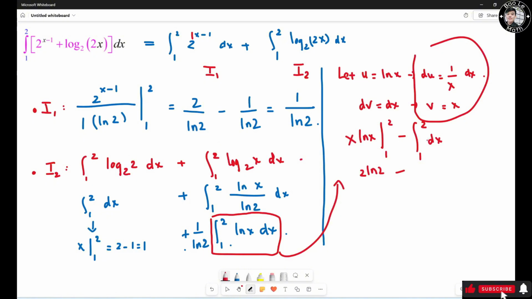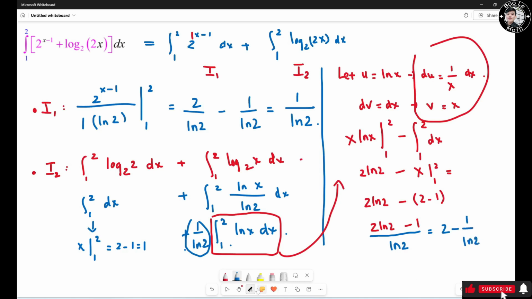Minus, this guy turns out to be s evaluated from 1 to 2. Alright, so it's going to be 2 natural log of 2 minus 2 subtract 1, right? So it's going to be 2 natural log of 2 minus 1, right? Now I need to combine this guy right here, right? So I need to divide this guy by natural log of 2, right? So it could be 2 natural log of 2 divided by this one, it could be 2. And then this guy turns out to be negative 1 over natural log of 2, right?